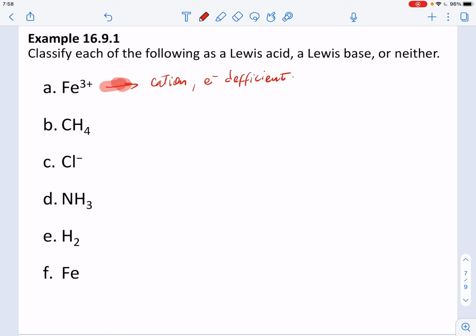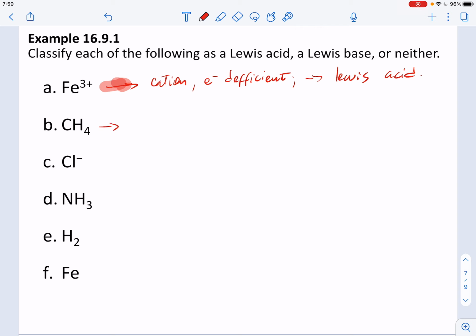And as such, the positive charge means this is electron deficient. And electron deficient means it simply has fewer electrons than it's supposed to have, because the iron 3+ comes from the iron neutral atom. You have to remove electrons, it becomes electron deficient. And because it's electron deficient, then it can perfectly accept lone pairs coming its way. So therefore, this is a Lewis acid.